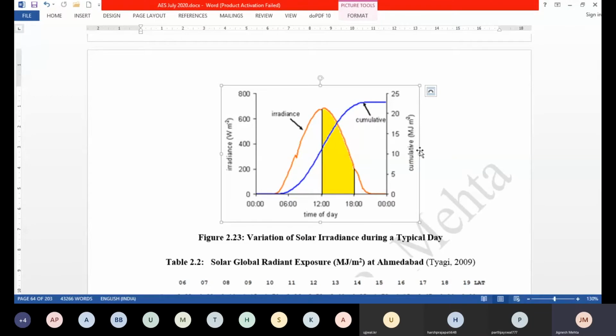We started with the pyranometer, which measures the global radiation, which is the sum of the beam radiation and diffuse radiation. Then, in case one is interested to measure diffuse radiation, the combination of the pyranometer and shading ring can be used. And if beam radiation is to be measured directly, then a pyrheliometer should be used.